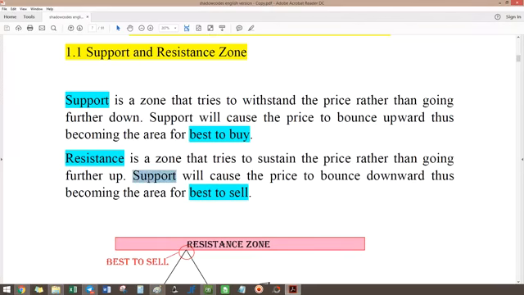I made a mistake here. This one should be resistance. Really sorry about this, you can correct it. This one should be resistance. So resistance will cause the price to bounce downward, thus becoming the area best to sell. Okay.